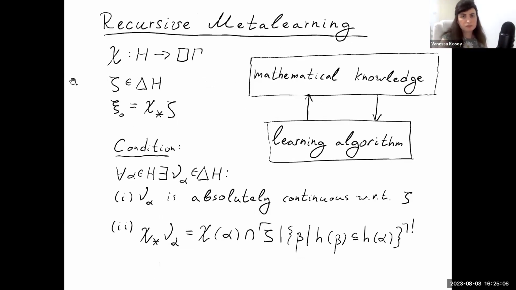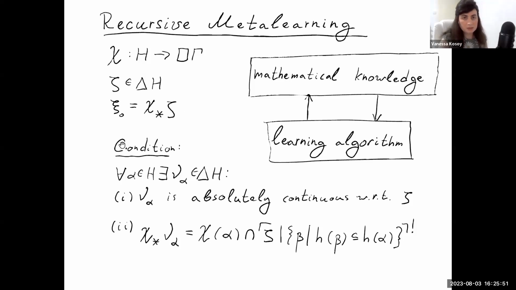Okay, and now the last slide of our presentation. So now we get to define recursive meta-learning in our framework. So how do we define it? We have H, which represents the space of hypotheses, and chi is a mapping from H to box gamma, which maps the label of each hypothesis to its actual manifestation as a numeric hypothesis, as a real set over gamma. Zeta is our prior over hypotheses. Psi 0 is just the push forward of zeta by chi, so the psi 0 we had before is equal to chi star zeta.